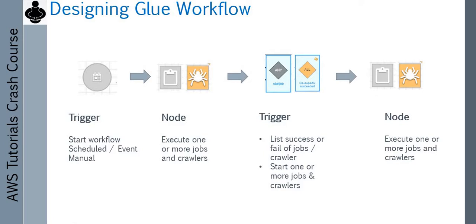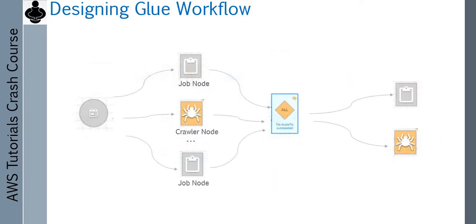Now this looks like a very sequential pipeline, but Glue Workflow does provide the opportunity to do branching out and merging as well. So let's take this example, for instance. Here you can see that I'm running this job node and crawler node in parallel.